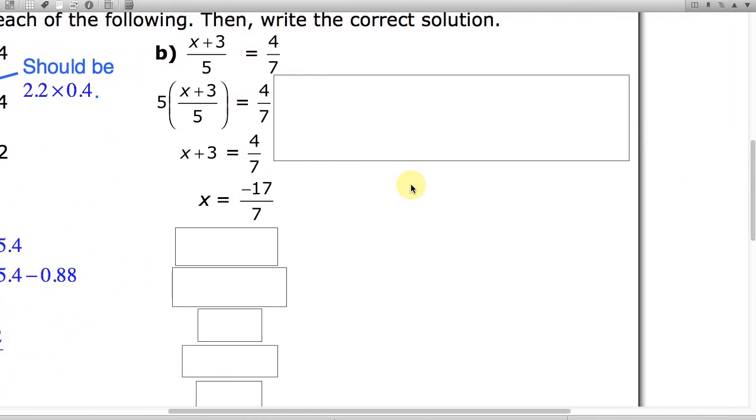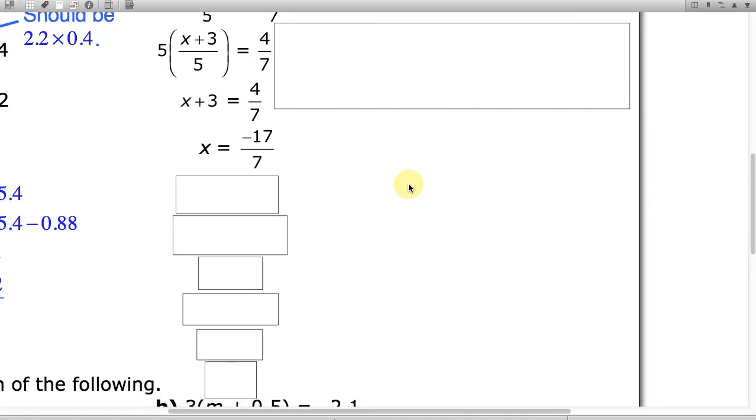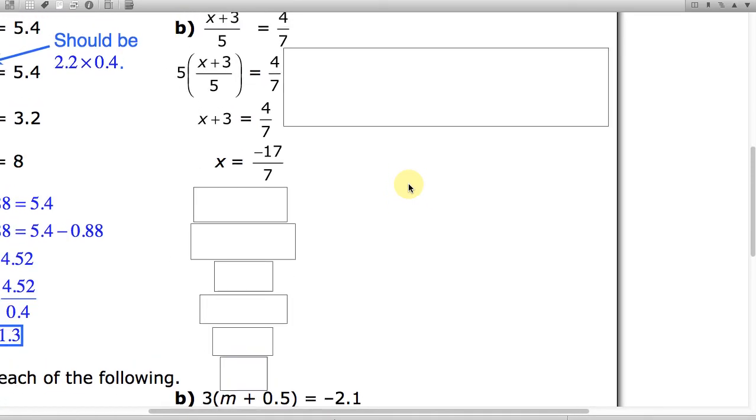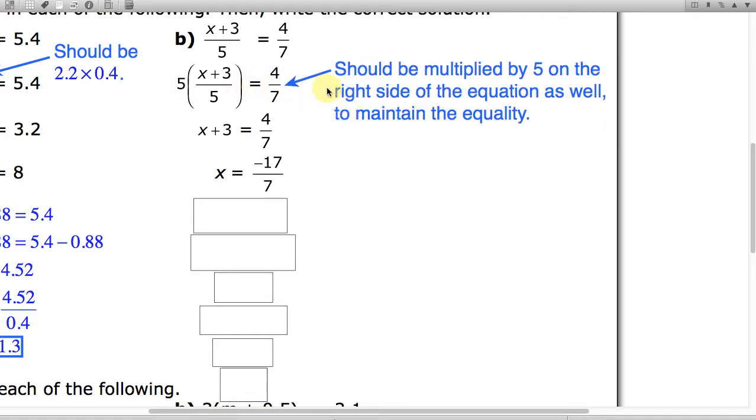Let's take a look at the next one and see if we can figure out what the mistake is. So we've got an equation x plus 3 over 5 equals 4 over 7. Now this person has decided to multiply the left-hand side by 5 and then do nothing with the right-hand side. So this is the problem. The right-hand side should be multiplied by 5 as well to maintain that equality. So we're going to take over at this point and show how that should be done properly.